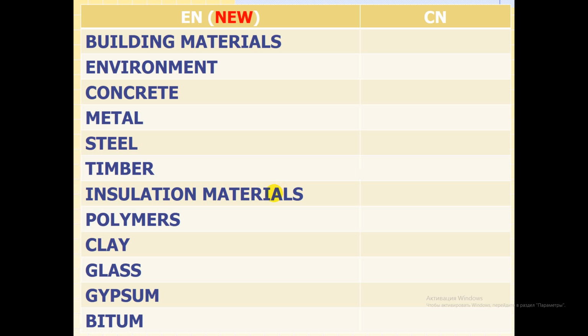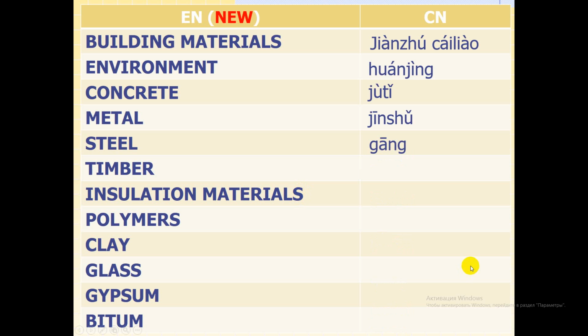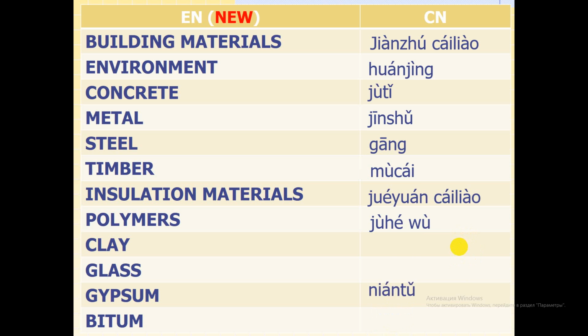Building materials, environment, concrete, metal, steel, timber, insulation materials, polymers, clay, glass, gypsum, bitumen.